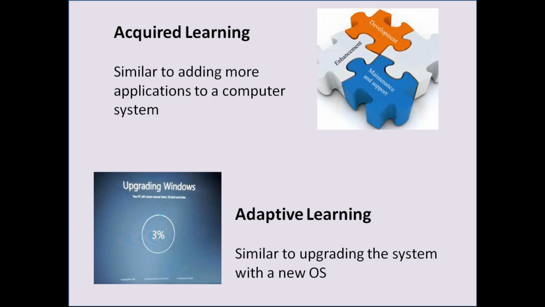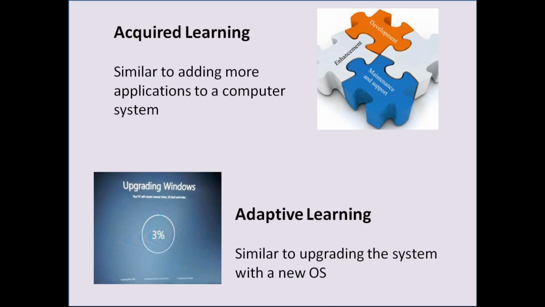To give another analogy, acquired learning is like you have the same old computer system or a laptop and you keep adding more applications in order to improve its capacity. So fundamentally, you have the same operating system and the same microchip, but you keep adding more applications to it, which will give you much more functionality.